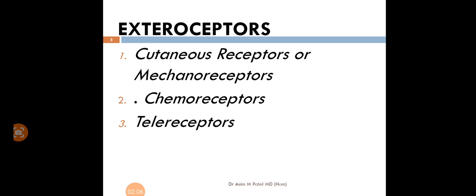Telereceptors are the receptors which give response to the stimuli arising from away from the body, for example visual receptors or auditory receptors. So these stimuli are arising from outside the body or away from the body. So these receptors are called telereceptors.